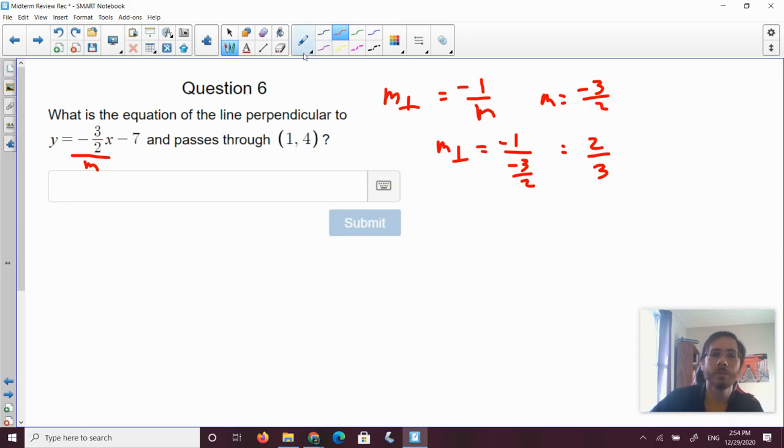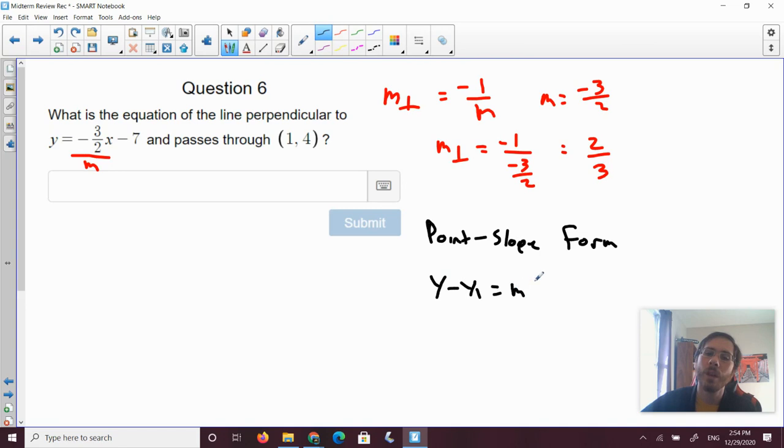So that's good. But we need the line that not just has a slope, but also passes through (1, 4). So to do that, we're going to need to use point slope form. This is all the way back from the beginning of the first unit. So we're going to have to do our point slope form, and that's y minus y1 equals m(x minus x1). Okay, so since we're trying to get the slope perpendicular, we do know the slope.